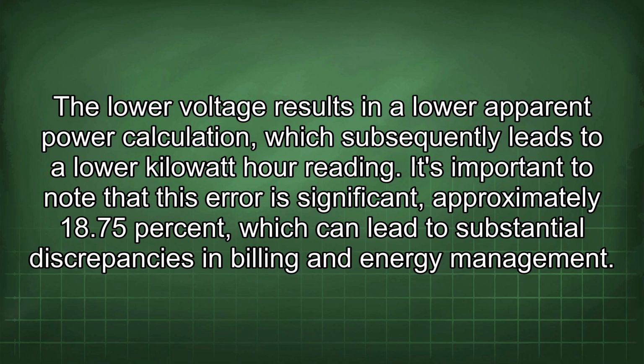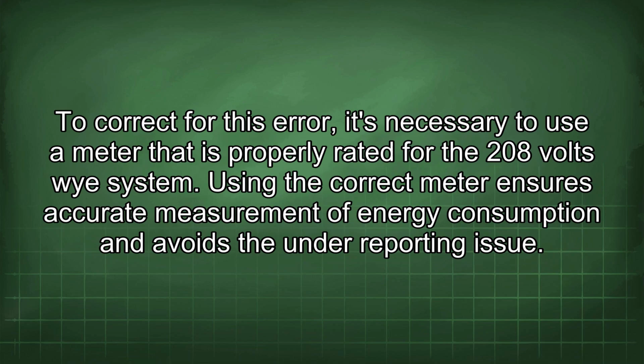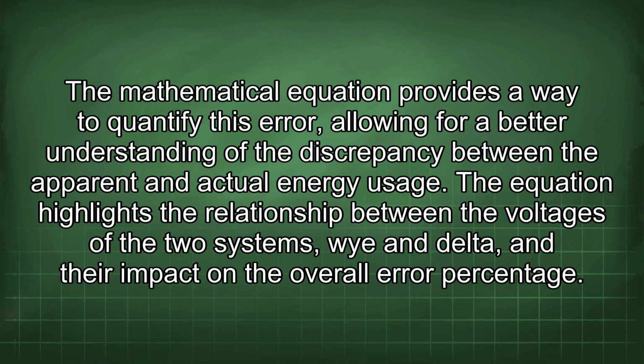The lower voltage results in a lower apparent power calculation, which subsequently leads to a low kilowatt-hour reading. It's important to note that this error is significant, approximately 18.75%, which can lead to substantial discrepancies in billing and energy management. To correct for this error, it's necessary to use a meter that is properly rated for the 208 volts Y system. Using the correct meter ensures accurate measurement of energy consumption and avoids the underreporting issue. The mathematical equation provides a way to quantify this error, allowing for a better understanding of the discrepancy between the apparent and actual energy usage.